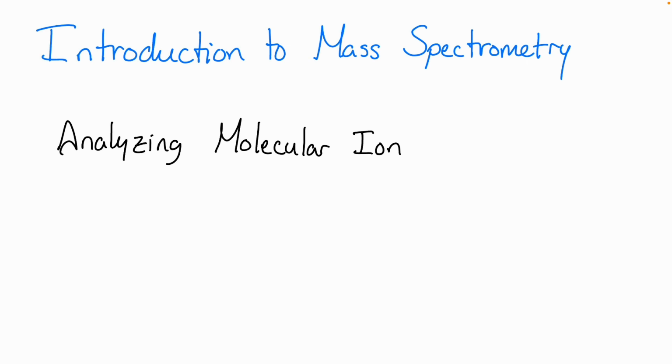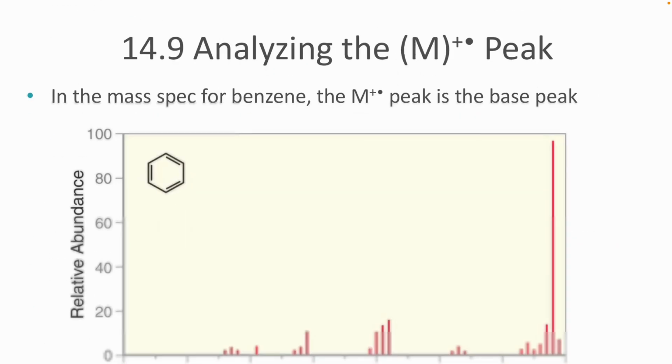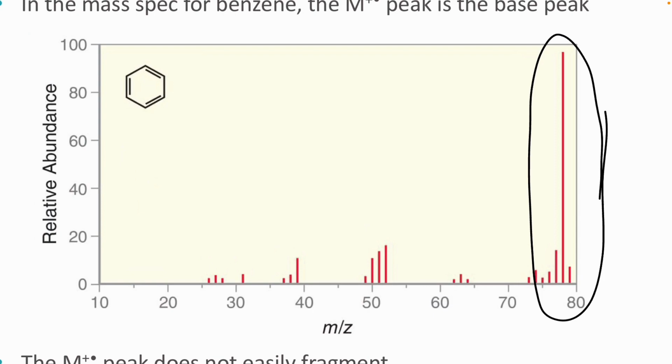All right, your molecular ion, we're going to represent that as M with the plus, is the heaviest, we're going to add this caveat, or close to, and I'll show you why in a second, ion on your spectra. All right, so when you look at your mass spectrum, it's going to look something like this. Let me just bring up a curve real quick. Okay, the one all the way at the heaviest end here is our molecular ion.